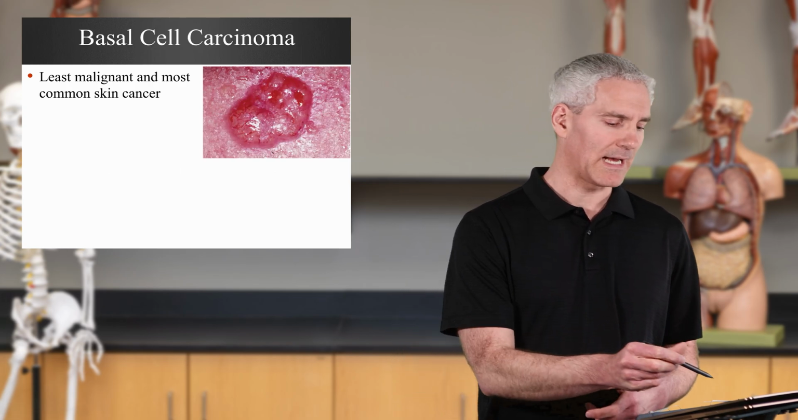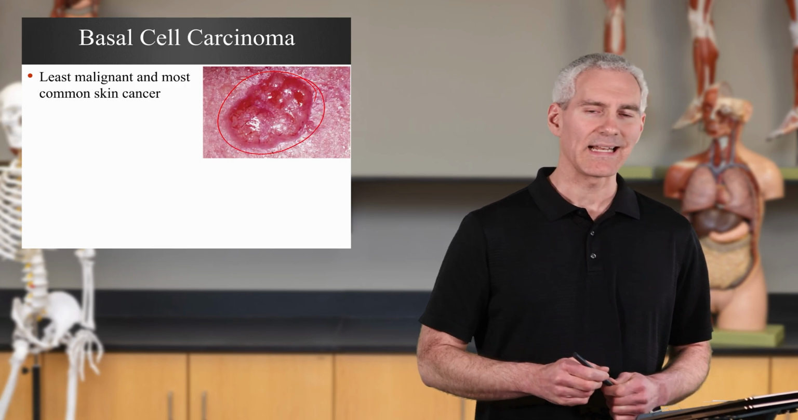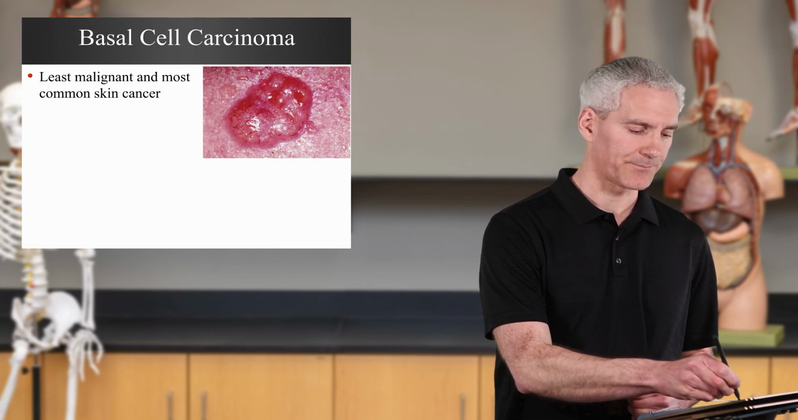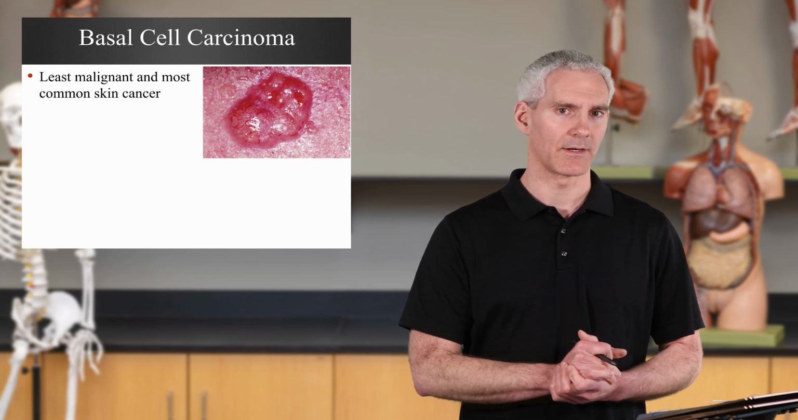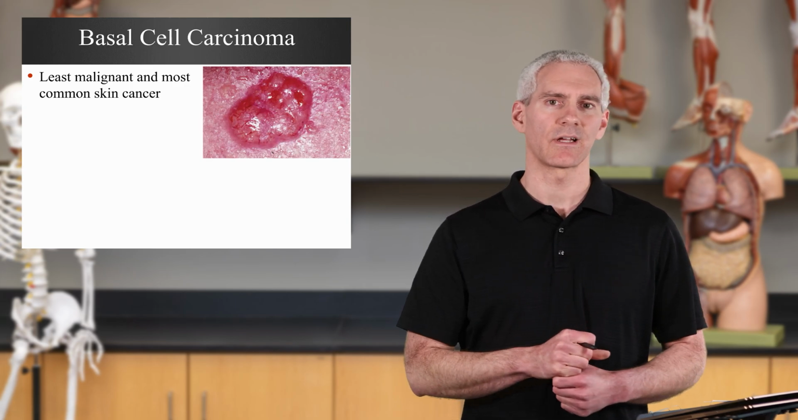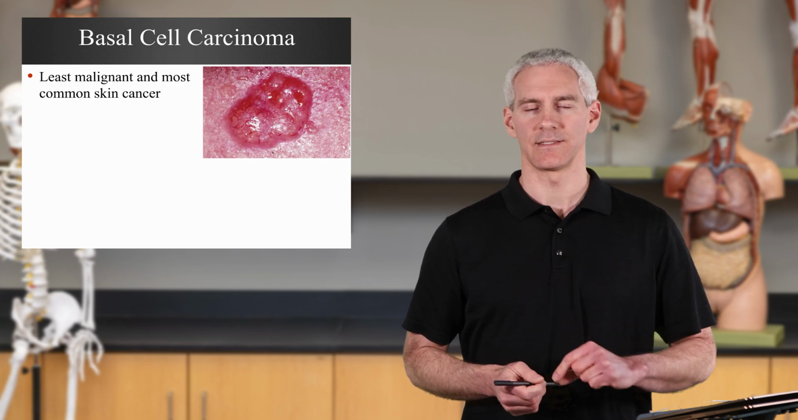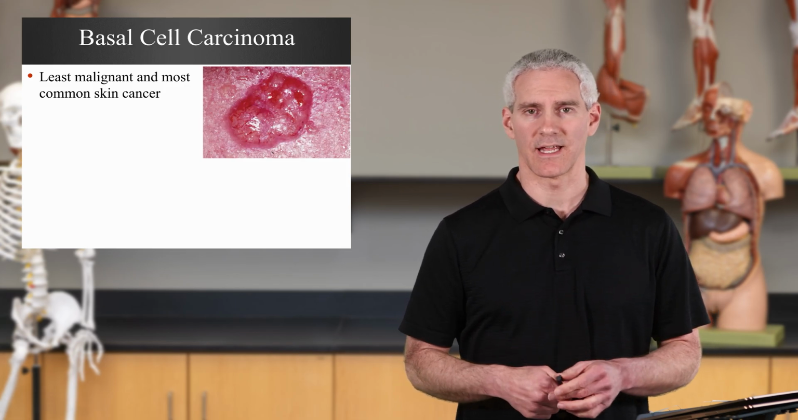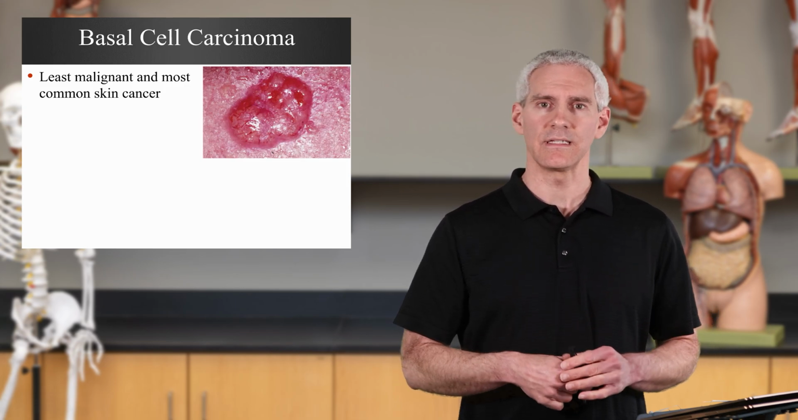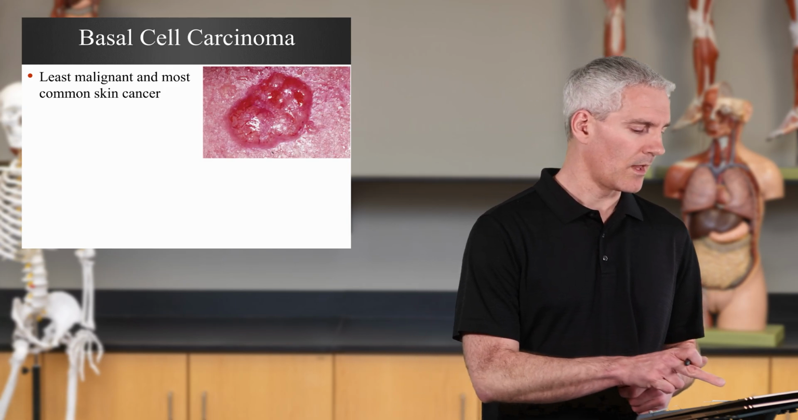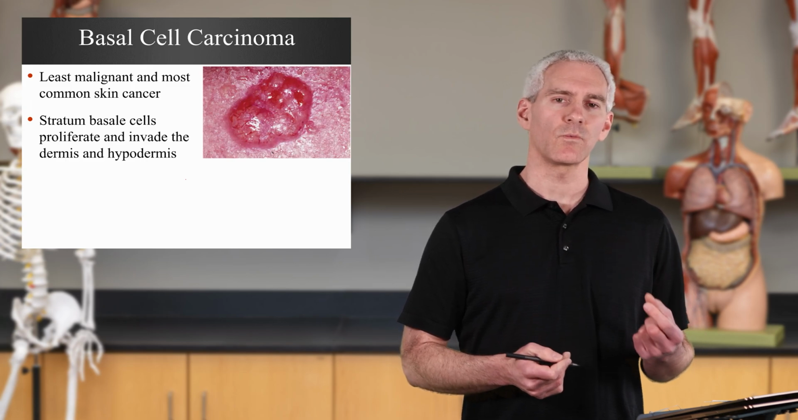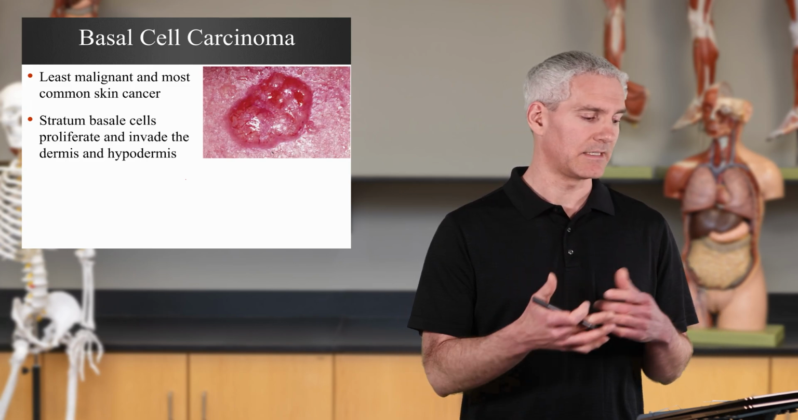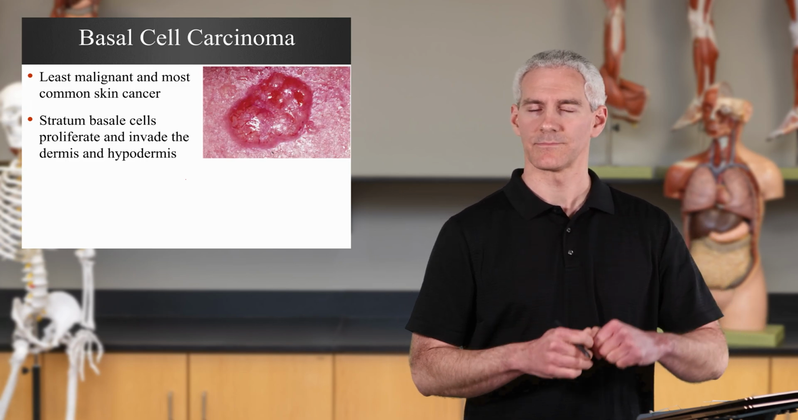Now, this kind of red blob you're seeing here, that is a basal cell carcinoma. Of the types we're going to talk about, we have 3 different types. This basal cell carcinoma is the least malignant, so least cancerous in that case. It's still cancer, but it's the least malignant of the 3. And it's pretty much the most common skin cancer. It's going to start in the stratum basale, hence the basal cell.